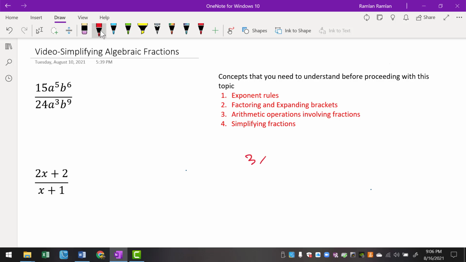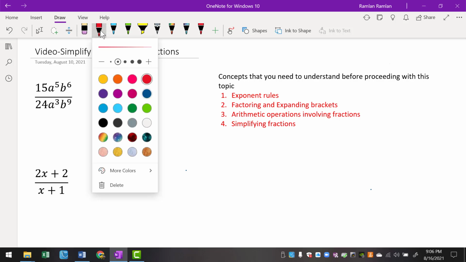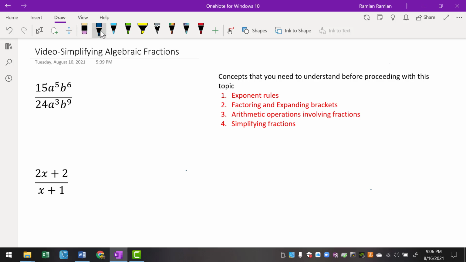So basically the same concept applies here, and actually you can just cancel them. If I have 3 times 2 over 3 times 5, you can just cancel the 3s, so it just becomes 2 over 5. This concept is going to be very useful in order to simplify algebraic fractions. So I'm going to jump to the first example here: 15a to the power of 5 b to the power of 6 over 24a to the power of 3 b to the power of 9.